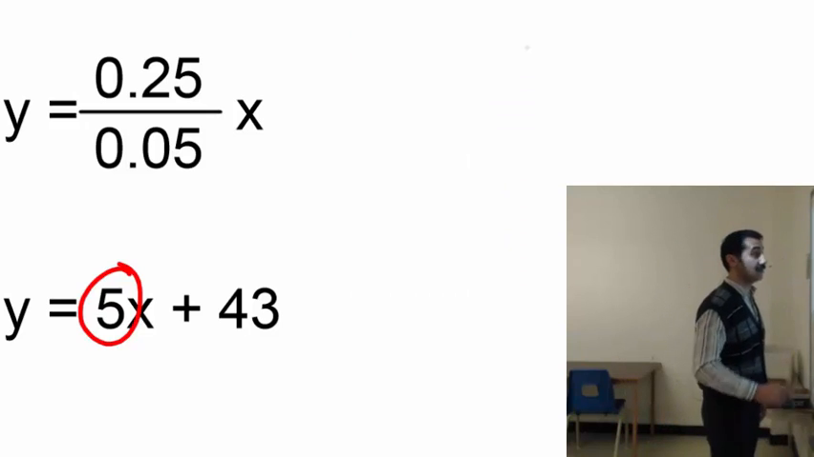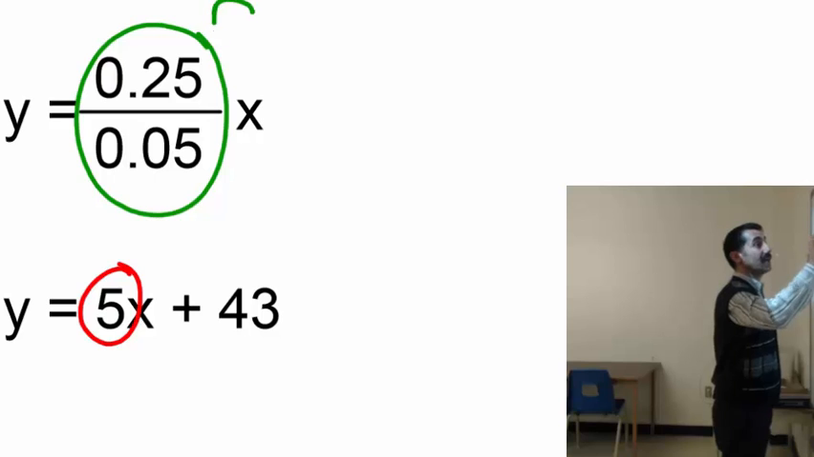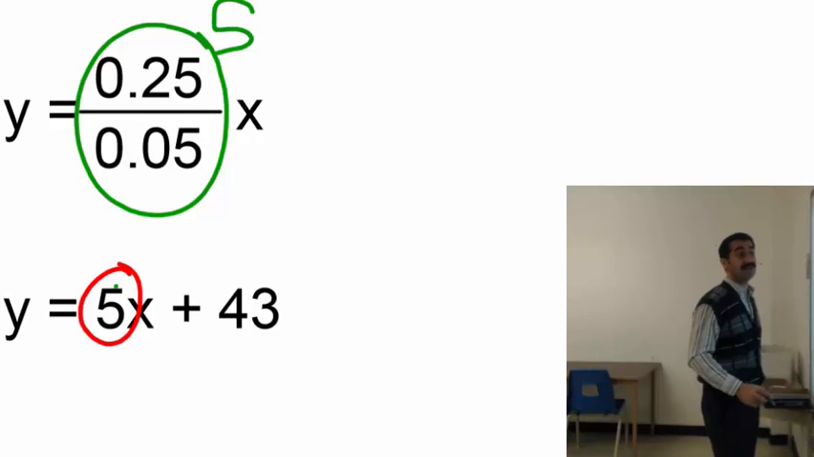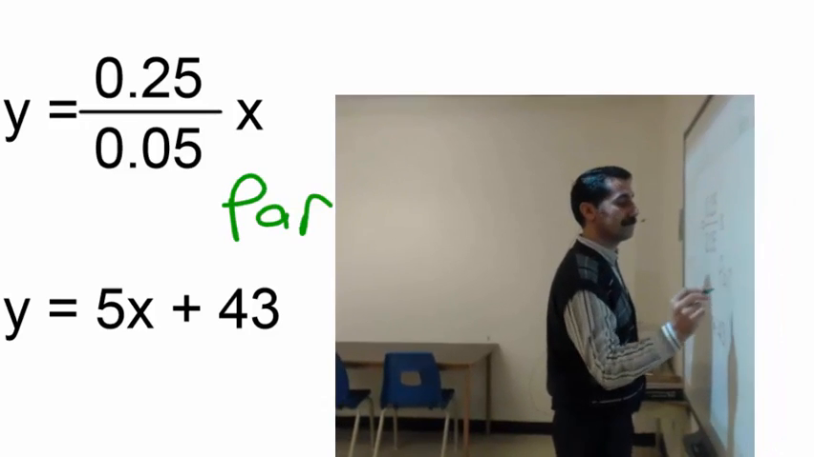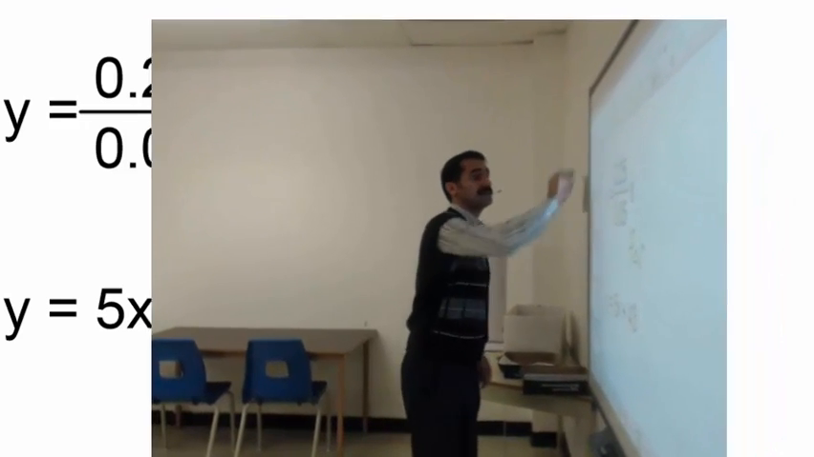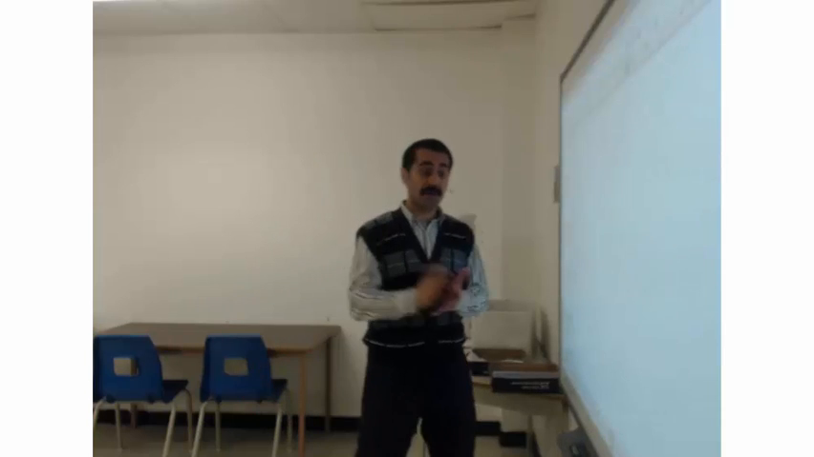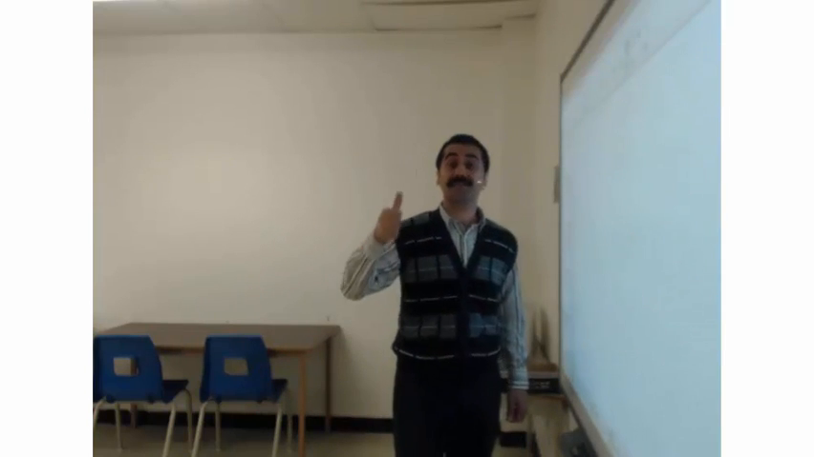This seems weird, but this whole thing is actually 5, and we got the 5 here. These two lines are parallel lines. And next, done. Okay, everyone, let's practice.